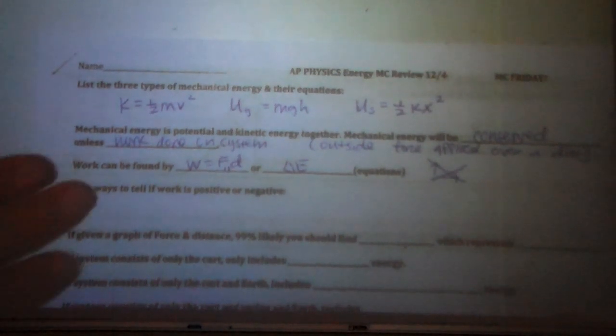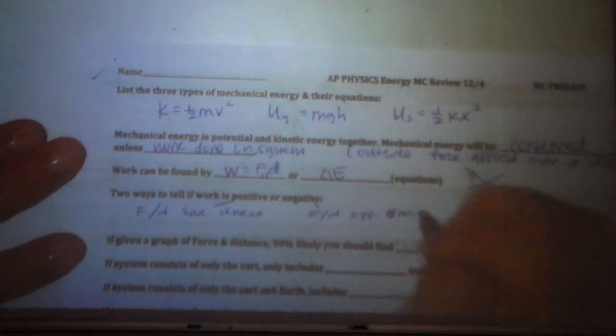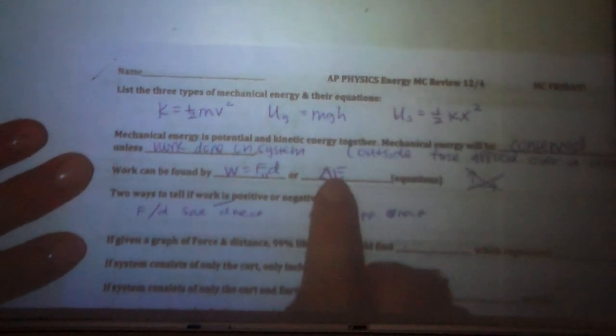Right, the two ways to tell if work is positive or negative. So first, the force and the distance. If the force and the distance are in the same direction, that's positive. If force and distance are opposite directions, then that's negative work. And then the other way is think about your change in energy. If you have a positive change in energy, that means you are increasing in energy. So the system gains energy, or the system loses energy.